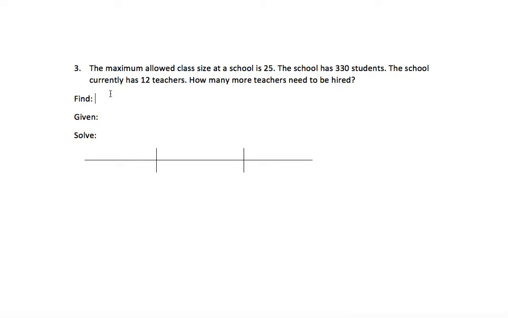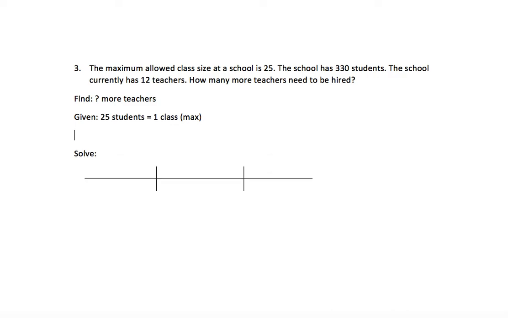So you're supposed to find how many more teachers, and you're given that 25 students equals one class. That's the max, so I'm just going to put a note there. And the school has 330, and that's the total. And current teachers is 12.